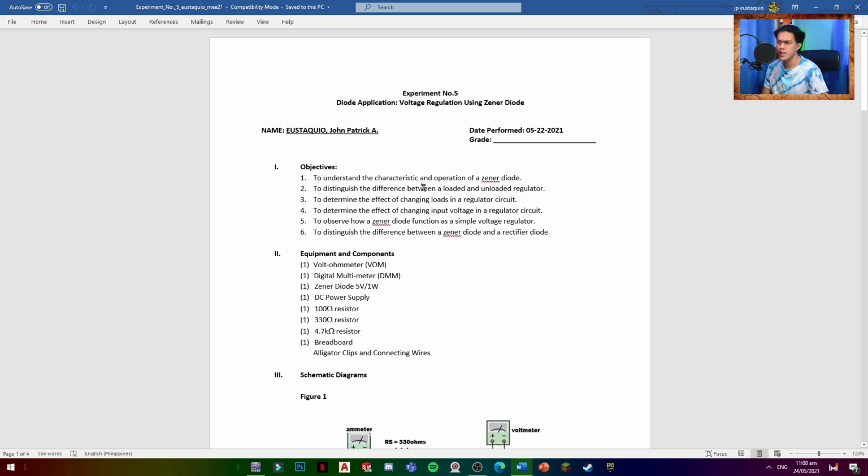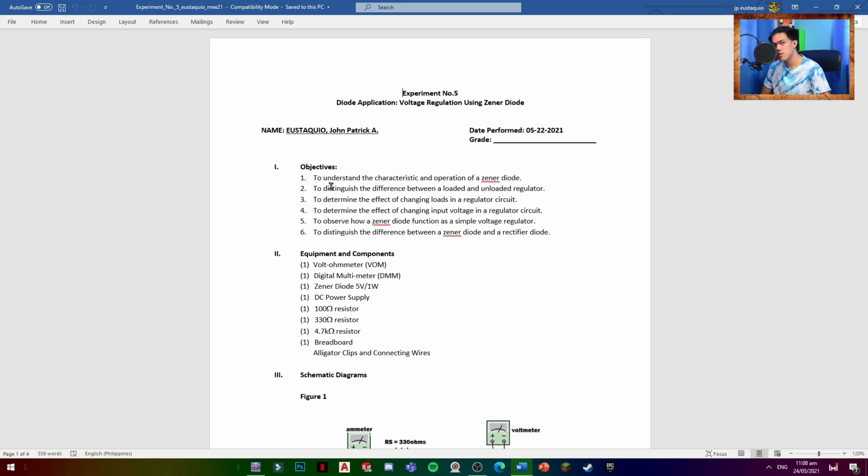First is to understand the characteristics and operation of a Zener diode. Second is to distinguish the difference between a loaded and unloaded regulator. Third is to determine the effect of changing loads in a regulatory circuit. Fourth is to determine the effect of changing input voltage in a regulator circuit. Fifth is to observe how a Zener diode functions as a simple voltage regulator. Sixth is to distinguish the difference between a Zener diode and a rectifier diode.